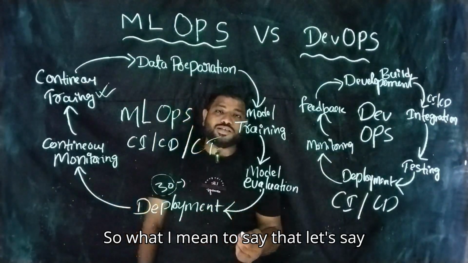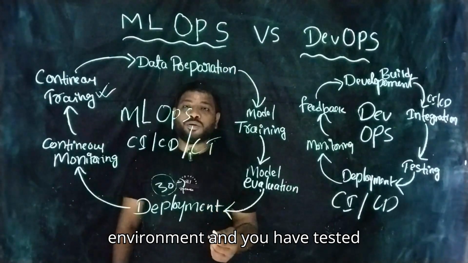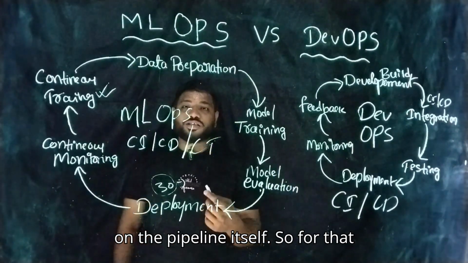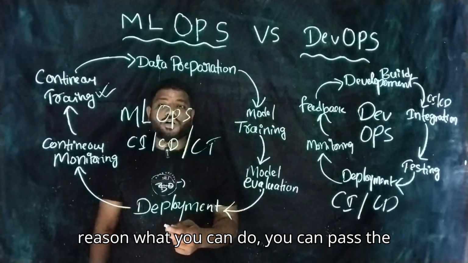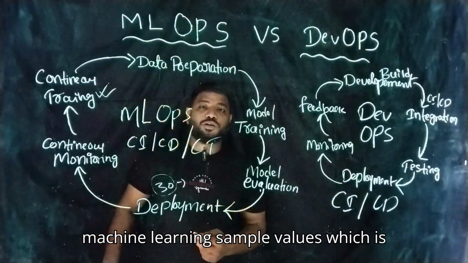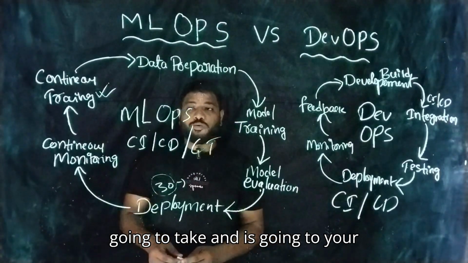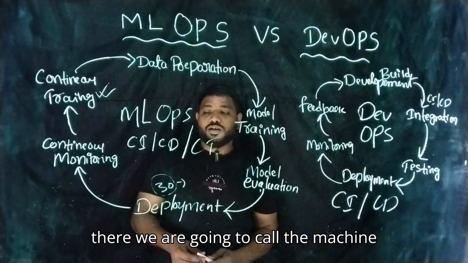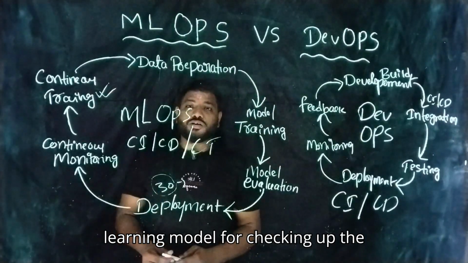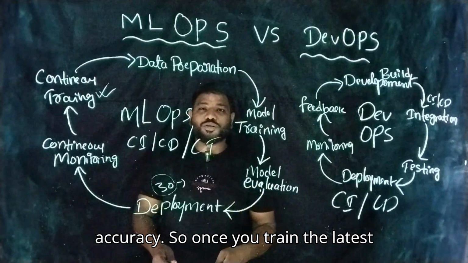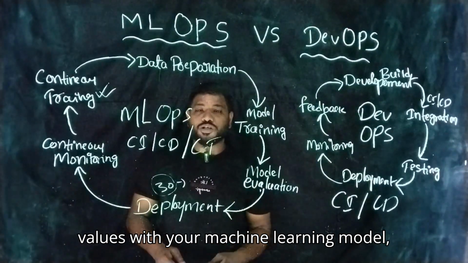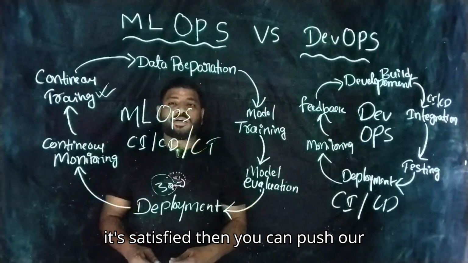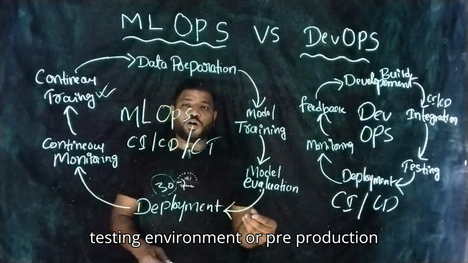What I mean to say is, for example, you have deployed into a dev environment and tested everything, but you would like to do this in the CI/CD pipeline itself. For that, you can pass machine learning sample values, which the model takes to produce predictions. Those values can be passed through the CI/CD pipeline itself, and from there we call the machine learning model to check the accuracy. Once you train the latest values with your model, it gives predictions. Once you're satisfied, then you can push to the testing environment or pre-production and production.